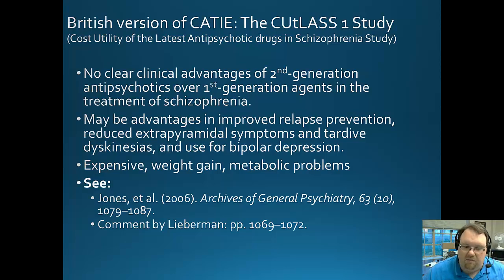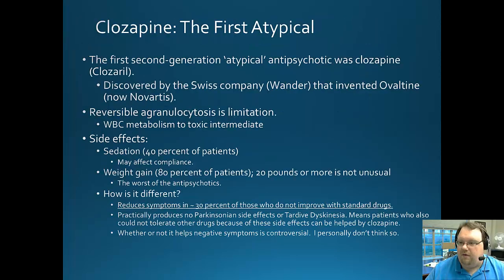The problems with the second generation are that they're expensive. Weight gain, we'll talk about. Many of them have problems, and same with the metabolic problems. So there are significant side effects with them. All right. With no further ado, let's get into the atypicals.